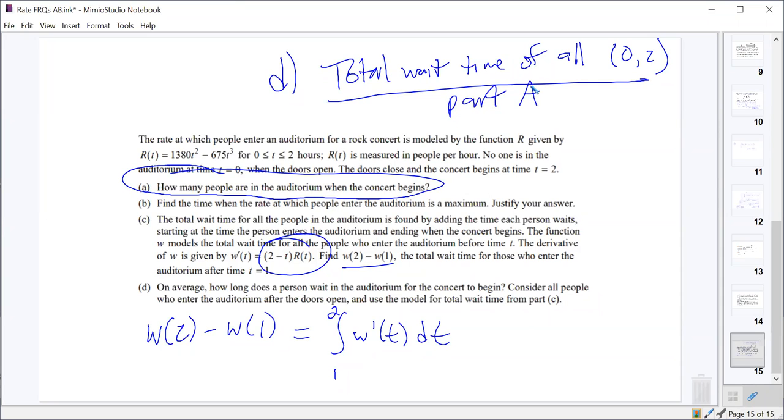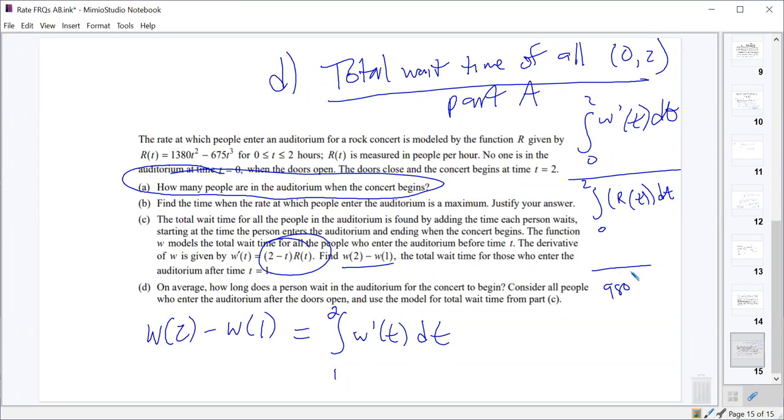So the total wait time of all the people from 0 to 2 ought to be the integral of W prime from 0 to 2. And then we ought to divide that by the answer from part A, which is how many people are in the auditorium when the concert begins. Well, this is the rate, so that ought to be the integral from 0 to 2 of R of T, which you would have already found at the beginning of the problem. I believe that number, I did this last grade, I think that was 980. So whatever the integral from 0 to 2 of this is, divided by 980.